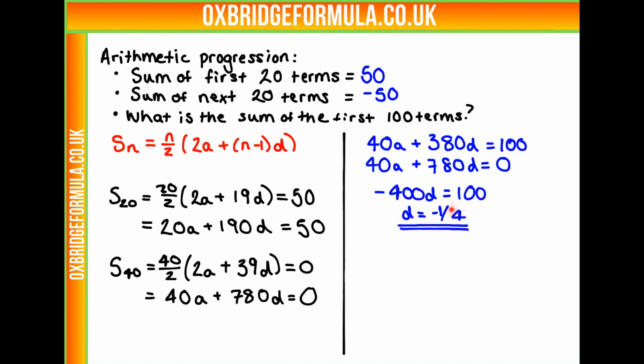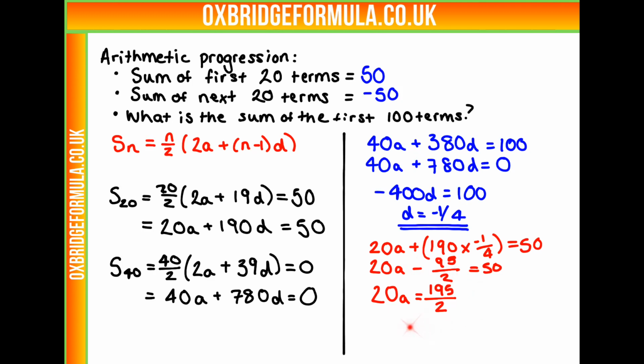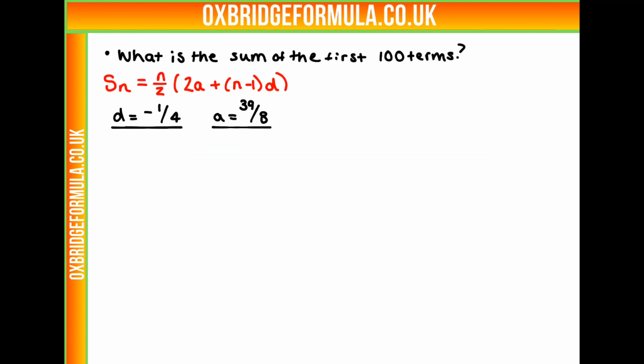And now we can substitute this in to one of our equations to get what a is. So, for example, we've got 20a plus 190 times minus 1 over 4, that equals 50. 20a equals 195 over 2, and then divide it by 20 to get a equals 39 over 8. So now we have our two variables, d and a.